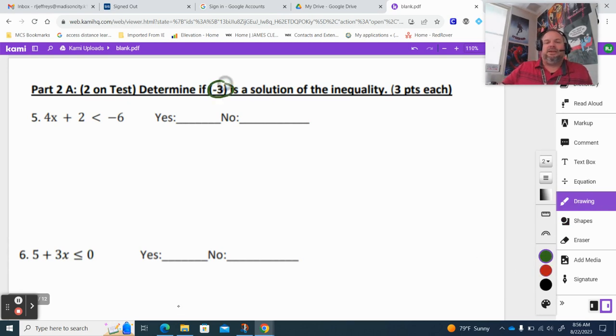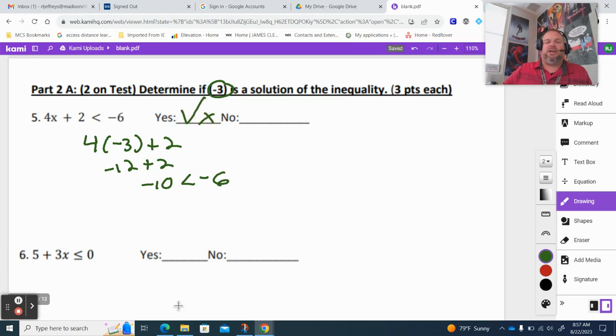Determine if this is a solution of the inequality, 3 points each. So you plug it in. This gives us negative 12. This gives us negative 10. Is negative 10 less than negative 6? Yeah, so you just put an X, a check, a smiley face, something right there so I know that that's the answer.